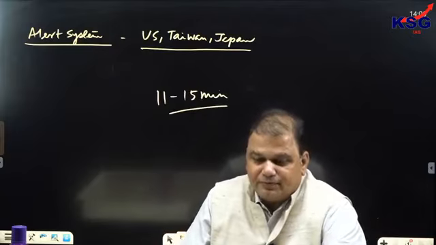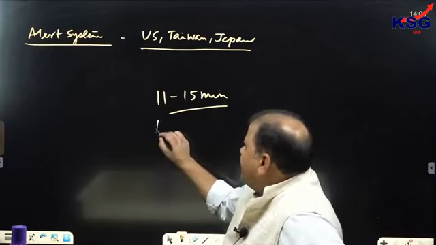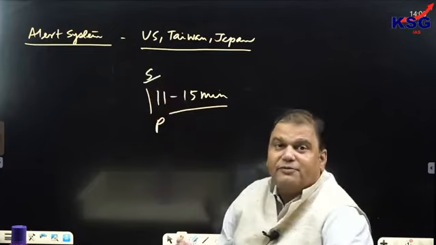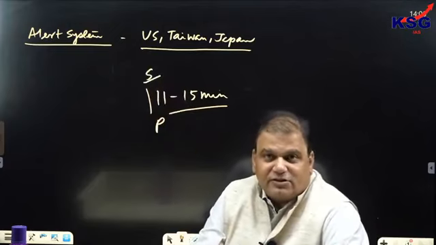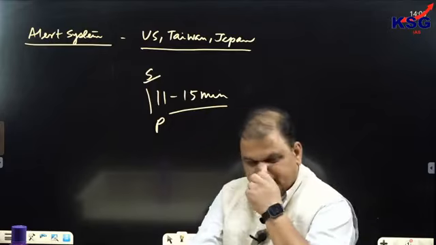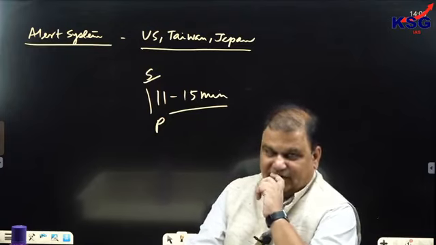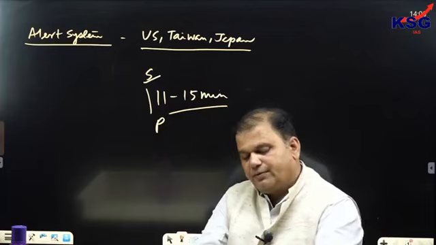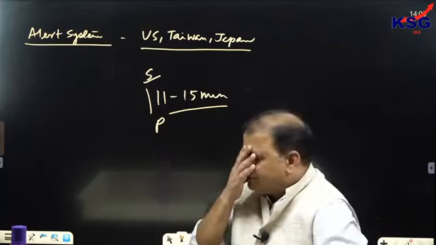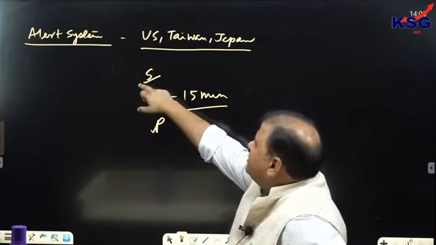Between the P and the S waves. And we are affected by which waves? We are affected by the S waves. The time difference of 11 to 15 minutes is between the P and the S waves, that is, the primary and the surface waves.